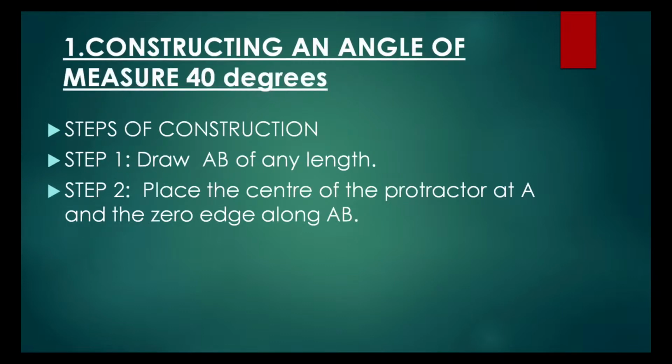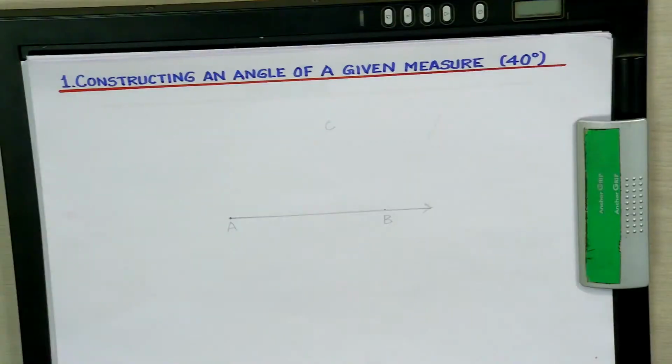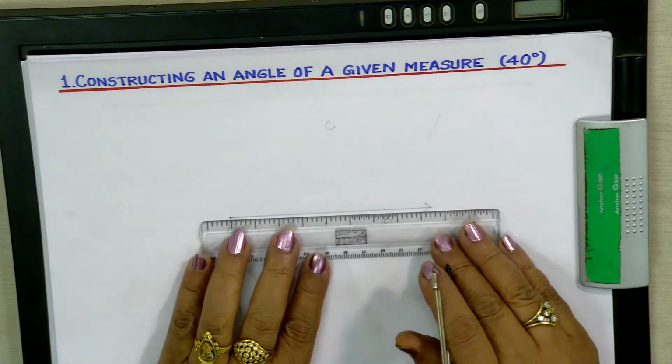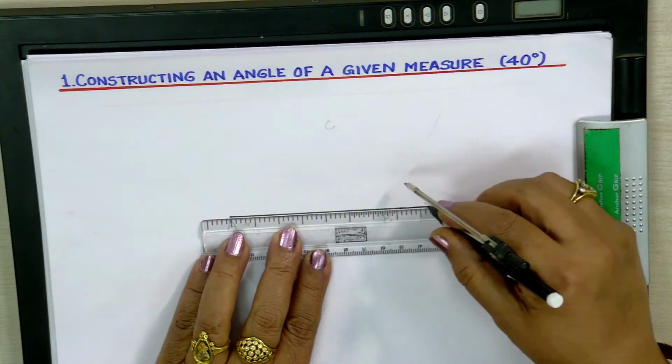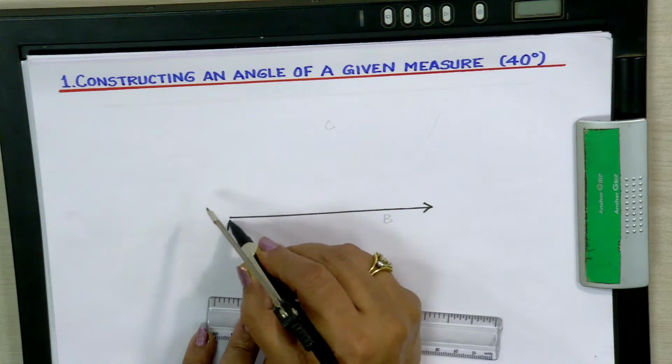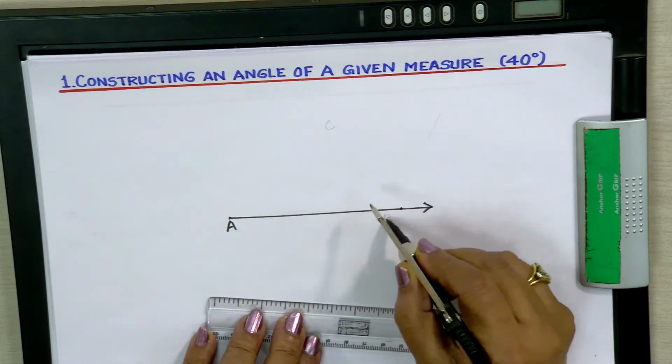So let's start. We will first construct an angle of measure 40 degrees. The measure is already given to us as 40 degrees. So steps of constructions are given here. First step is draw AB of any length. So let's start here. Let us have a line AB. This is point A and this is point B.